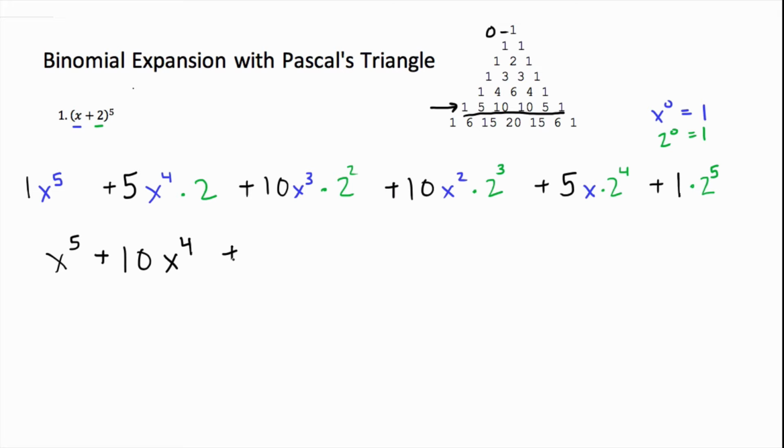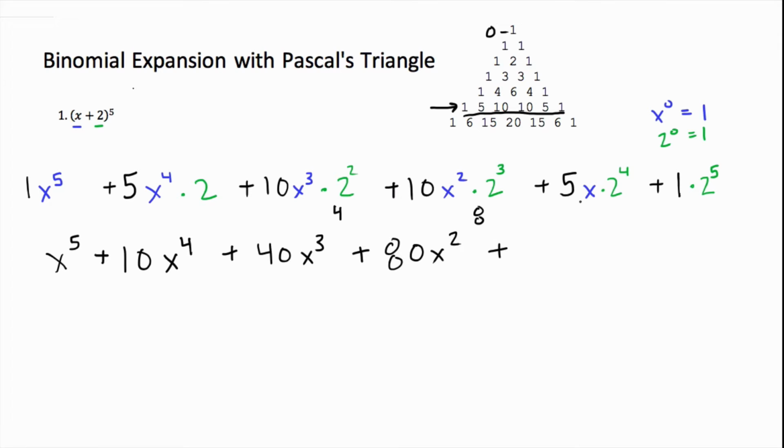For our third term, we have 10x to the 3rd times 2 squared. We know 2 squared is 4. So we'll have 10 times 4, which is 40x to the 3rd. Our fourth term, we have 10x squared times 2 to the 3rd power. 2 to the 3rd power is 8. So we have 10 times 8, which is 80x squared.